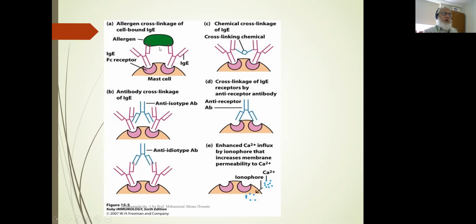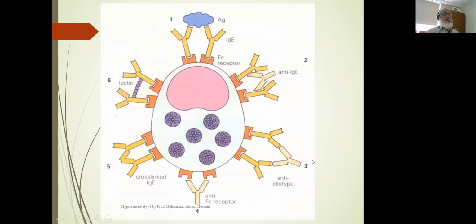Besides the type 1 hypersensitivity, these other mechanisms are not called anaphylaxis, hypersensitivity, they are called anaphylatoxins. These are mechanisms. So, the same picture in a different way. Number one is by cross-linking by antigen. Number two, by anti-idiotype antibody. Number three, anti-isotype antibody. This is anti-idiotype antibody. This is anti-FC receptor antibody. And by lectin and chemicals also, as we have said.